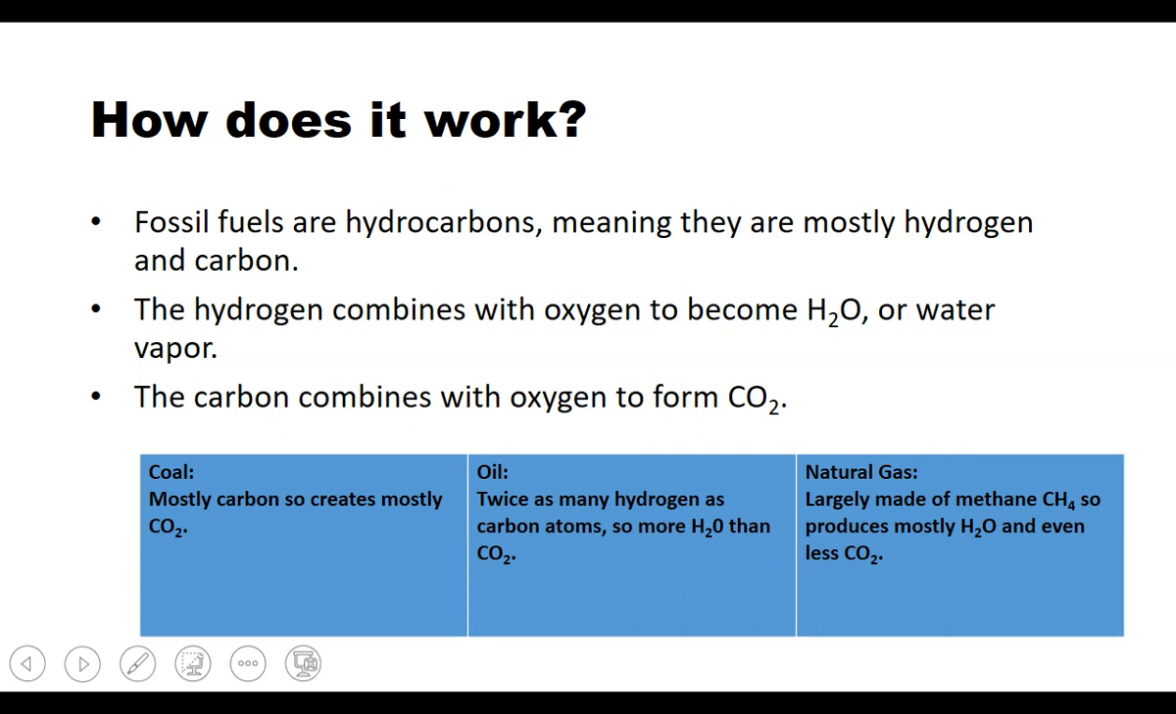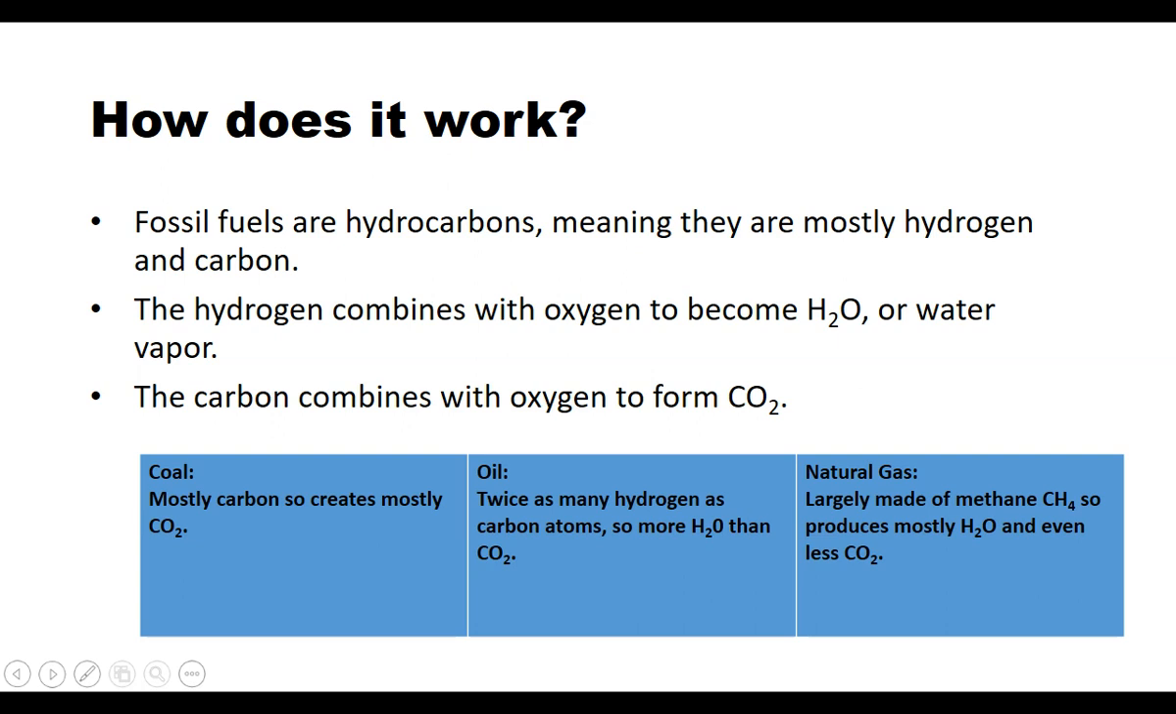So how does a fossil fuel work, right? As I said before, it's a hydrocarbon. And so that means that it is made of mostly hydrogen and carbon. So hydrogen can be combined with oxygen to get H2O, which you know as water vapor, right? So basically, that part is not as terrible for the environment. Water vapor is a greenhouse gas, but it's not nearly as bad as CO2. It's easier to remove from the atmosphere than CO2. And so yes, it is problematic, but not terribly problematic, or not as much at least.